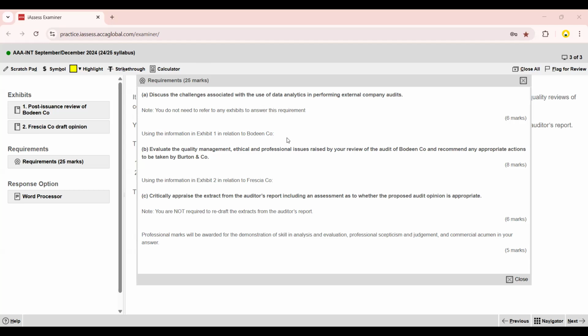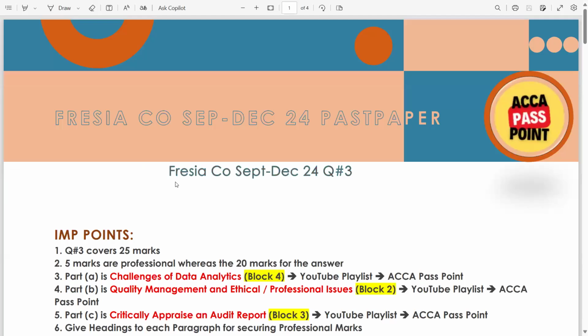Also, analytics highlights anomalies but does not explain the reason. The most significant issues are the regulatory and standards gap, and cybersecurity and confidentiality risk. So these were the issues which an audit firm can face. Let's move to the answer slide and see what could be the answer to this question. It's a past paper from the September-December 2024 session.